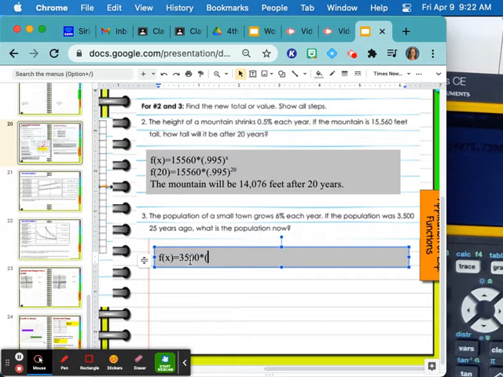So how do we find what rate to use in our function? We add 100% to it because 100% is what they have, and then they are increasing by 6%. So we do 100 plus 6%, which gives 106%, and we write that as a decimal as 1.06 raised to the x value.